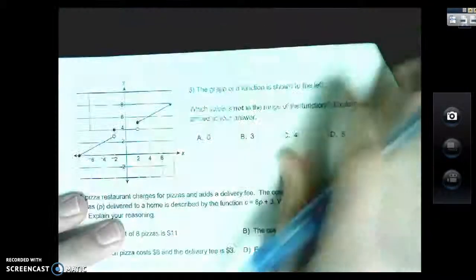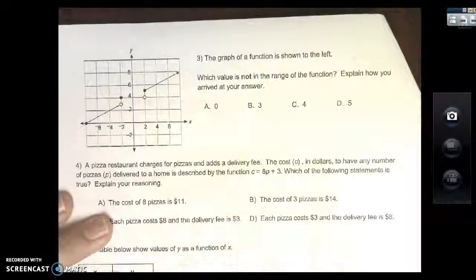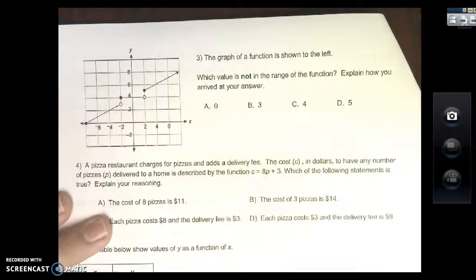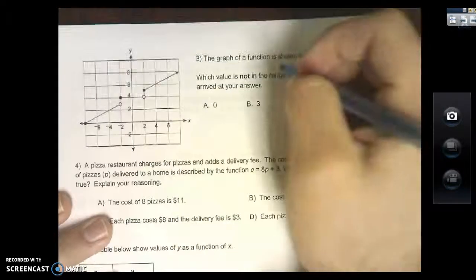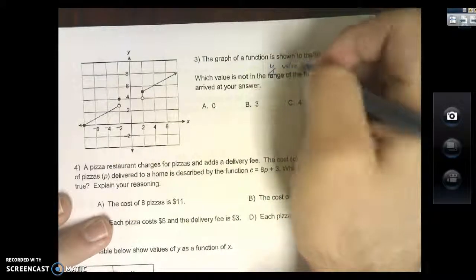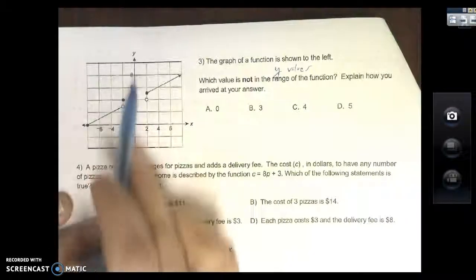Alright, number 3, the graph of a function is shown to the left. Which value is not in the range of the function? Explain how you arrived at the answer. Range is all of your y values. Okay? So I'm looking at my y values here.